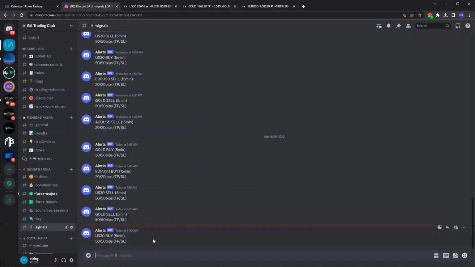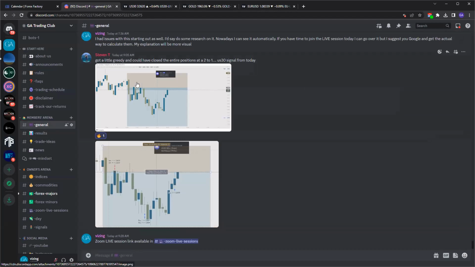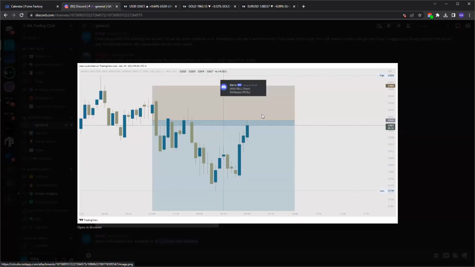I think this US 30 signal did drop a little bit into profit, and I think Steven posted this. So it did drop about 40 pips into profit, or 30 pips. Yeah, about 40 or so pips into profit, and then came back and reversed.